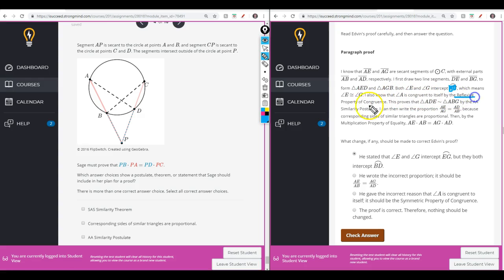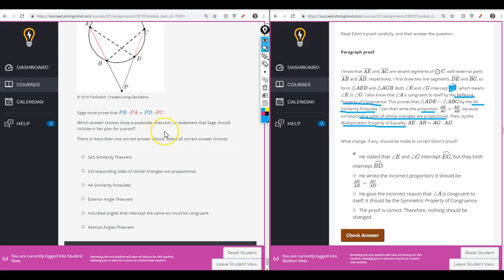So we have the reflexive property of congruence. We have angle-angle similarity postulate. The proportion right here is because corresponding sides of similar triangles are proportional. And then the multiplication property of equality. So paragraph proofs are just two-column proofs in a sentence. So that's how I'm going to pick this out.